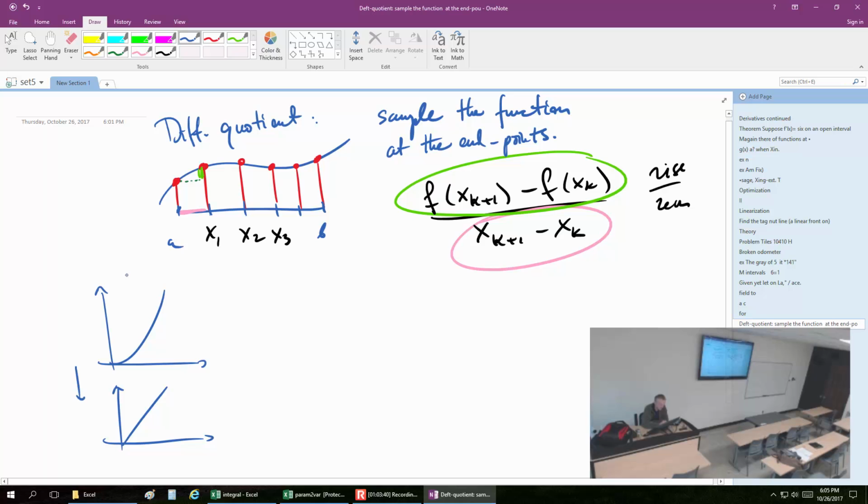So this is just y equals f of x, and I plot its difference quotient over here as a function. Okay, one by one. When these intervals are so small that we don't see the difference, then this will be my graph. So everything is very close to what you would expect to have when you do actual differentiation.